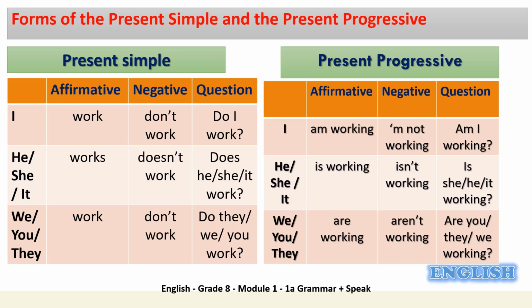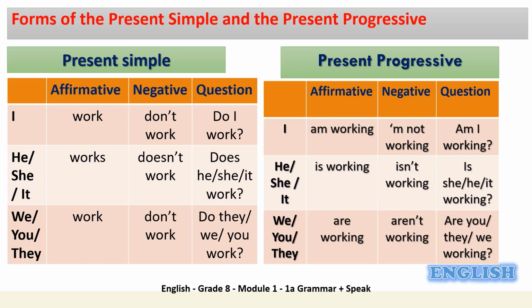On the other side, present progressive. I am working. So we use verb to be, am, is, are, and we add ing to the verb. So I'm saying I am working as a teacher. Negative, I'm not working as a teacher. Question, am I working as a teacher?